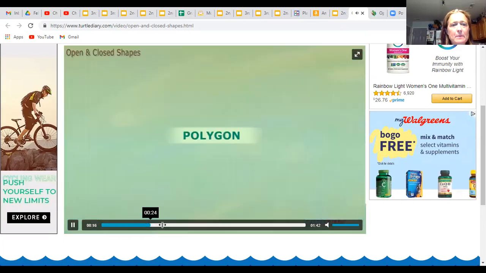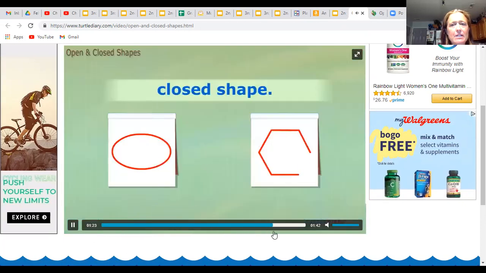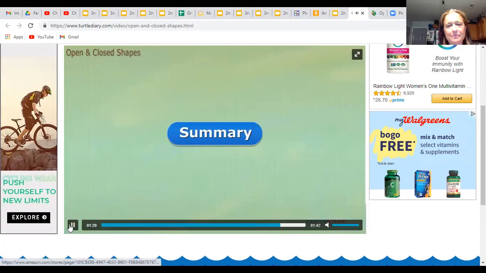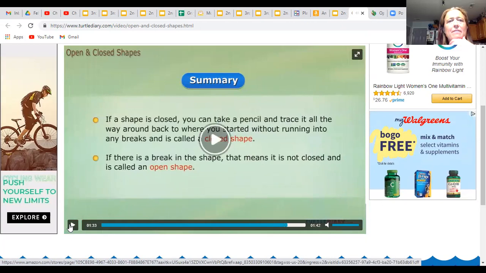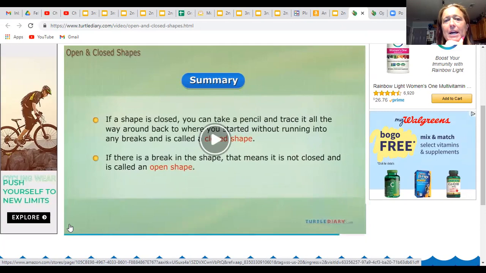Open and closed shapes. Let's see what you have learned in this lesson. If a shape is closed, you can take a pencil and trace it all the way around back to where you started without running into any breaks. It is a closed shape. If there is a break in the shape, a place where you cannot continue your drawing around the shape, that means it is not closed and it is called an open shape.